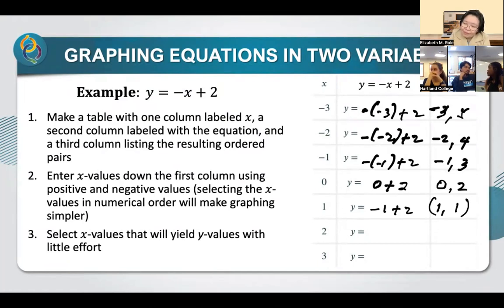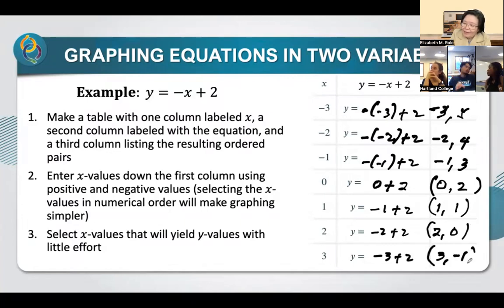If x is 2, that will now be -2 plus 2. So what are the coordinates? 2, 0. Yes. If x is 3, it's -3 plus 2, so 3, -1. All right, so those will be our coordinates.